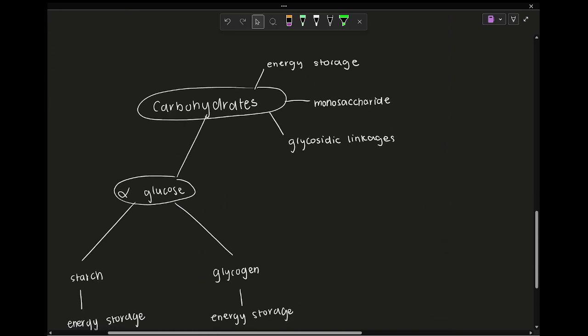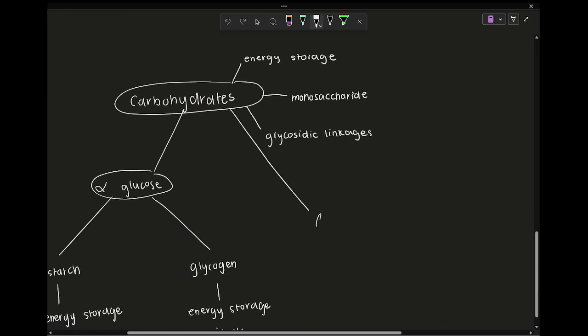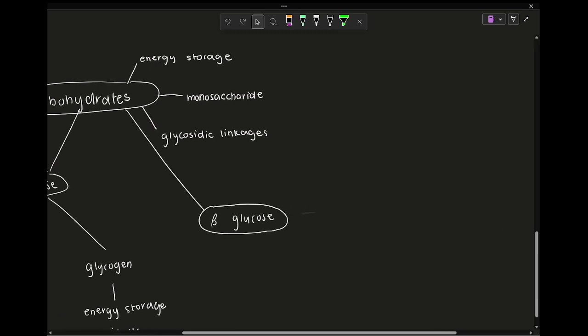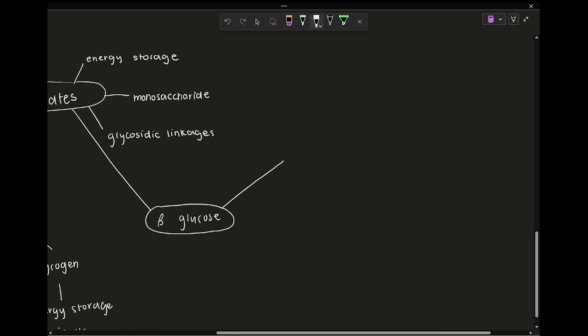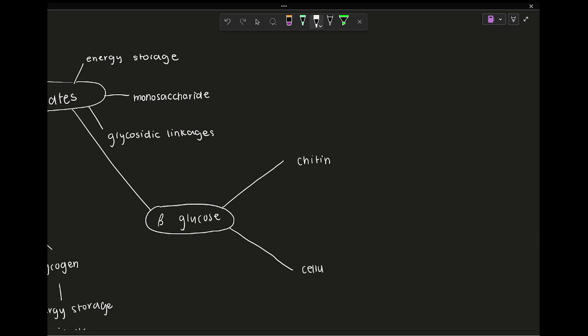Right. And then we also have beta glucose. For beta glucose, we have two types again. We have chitin and we also have cellulose. So chitin is, okay, let's start with cellulose. Cellulose is a structural molecule in plant cells.